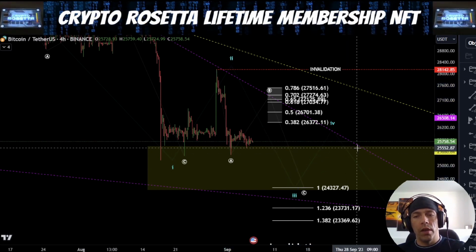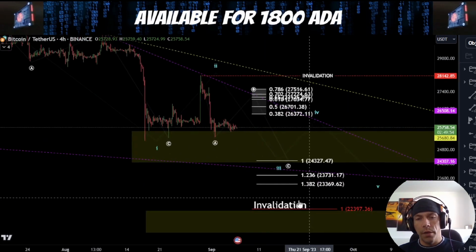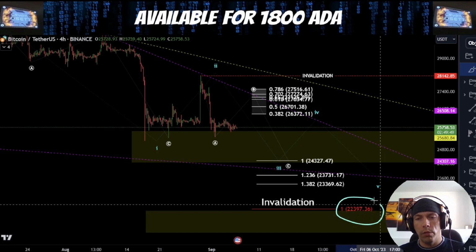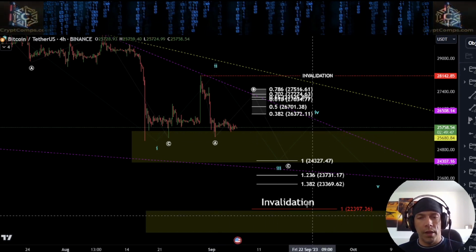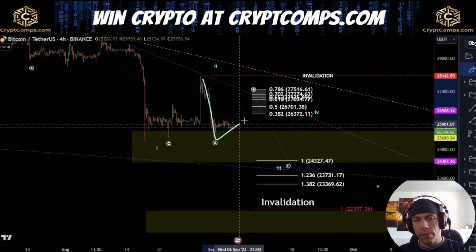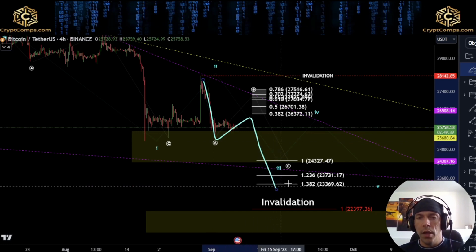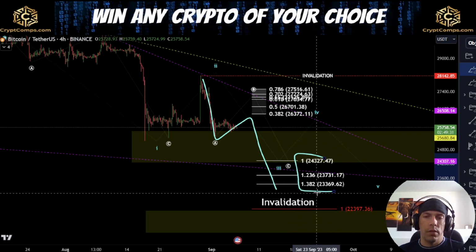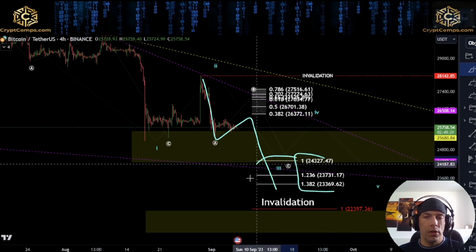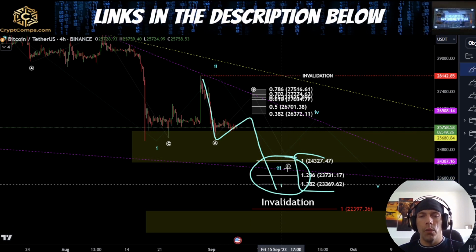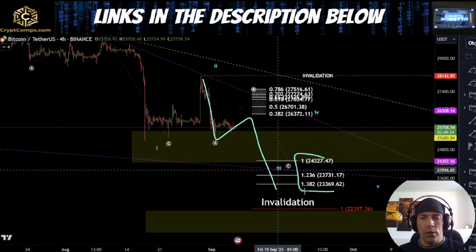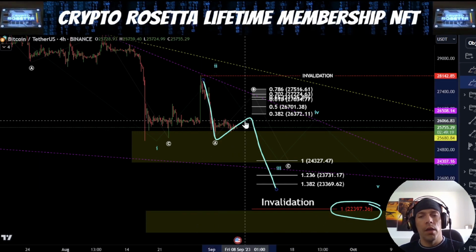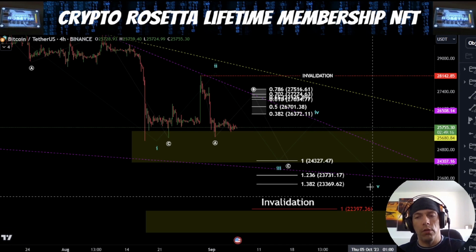Now, if we do form this as a C wave as it's shown here, effectively invalidation of this idea of the diagonal comes by crossing 22,397. So this will be the key difference here, is that if we do see 5, 3, and 5 to the downside, what I'll be looking at is this 24,327 to this 23,369 area as potential support before looking for that fourth and that fifth. If it starts to push down here and we go past this zone, then the likelihood is that actually we're just getting a deeper impulse looking to develop.